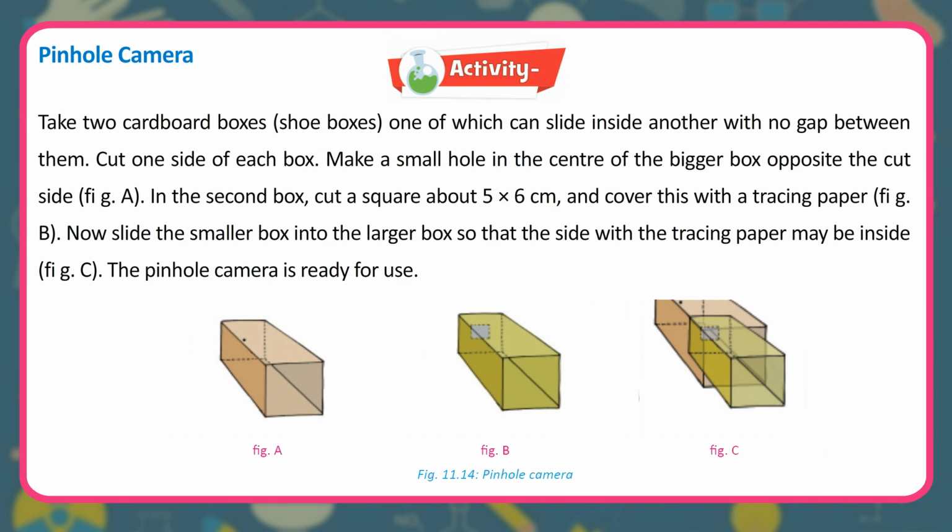Activity. Take two cardboard boxes, shoe boxes, one of which can slide inside another with no gap between them. Cut one side of each box. Make a small hole in the center of the bigger box opposite the cut side. Figure A. In the second box, cut a square about 5 by 6 centimeters, and cover this with a tracing paper. Figure B. Now slide the smaller box into the larger box so that the side with the tracing paper may be inside. Figure C. The pinhole camera is ready for use.